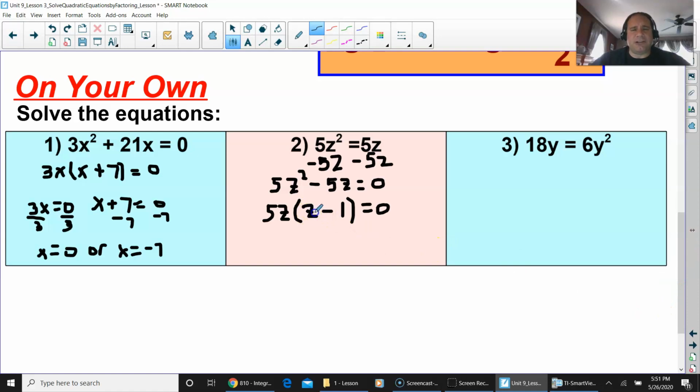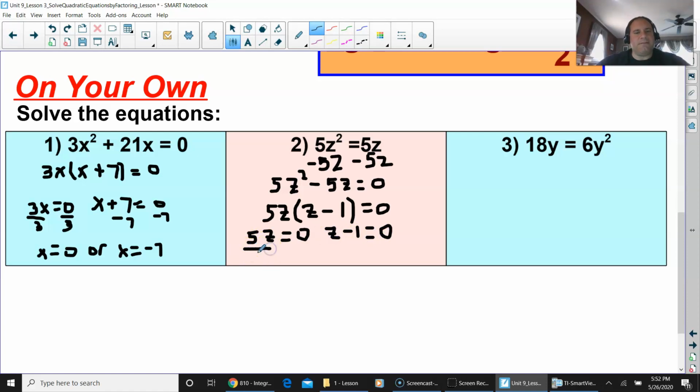5z times z is 5z squared, and 5z times negative 1 equals negative 5z. Right, and that all equals 0. Now you go ahead and set up your two equations. 5z outside the parentheses equals 0. Then z minus 1 equals 0. I'm going to put a slash through the z, like an old-fashioned z, so it's not a 2.